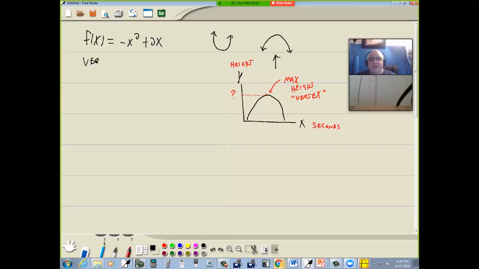But let's go through and find our vertex. Now we've got 3 steps for finding a vertex. Our first step is to identify a and b. Now a is going to be whatever's in front of our x squared. And there's a negative 1 in front of our x squared. Remember, if there's no number, there's an invisible 1. Our b is going to be whatever number's in front of our x, which is 2.